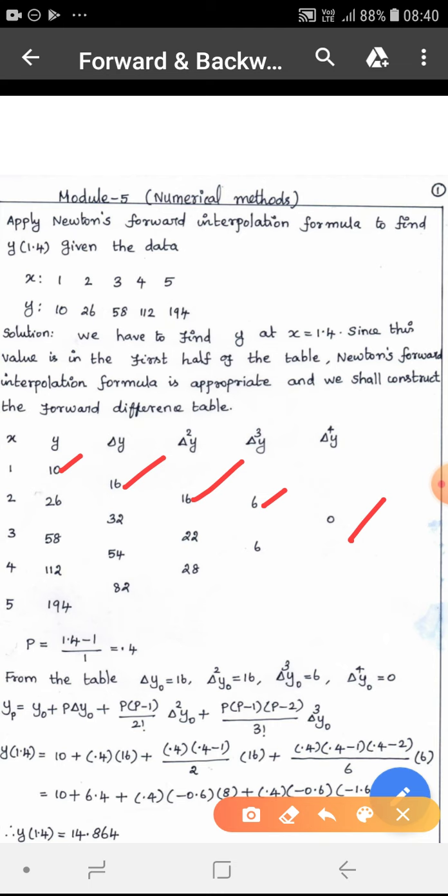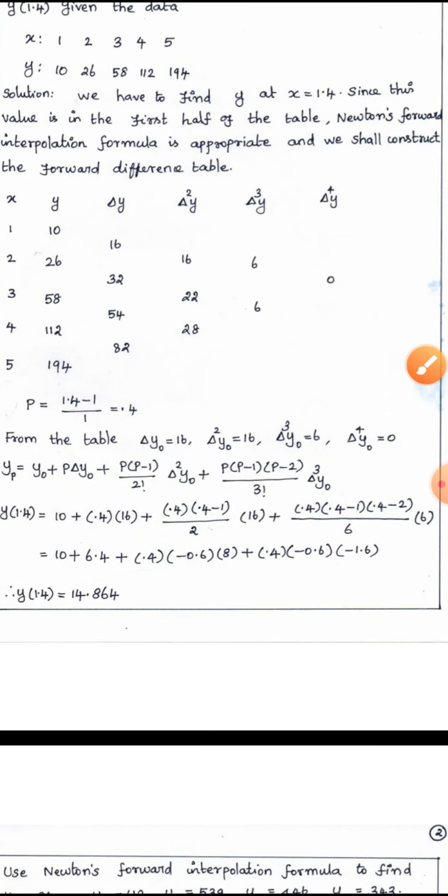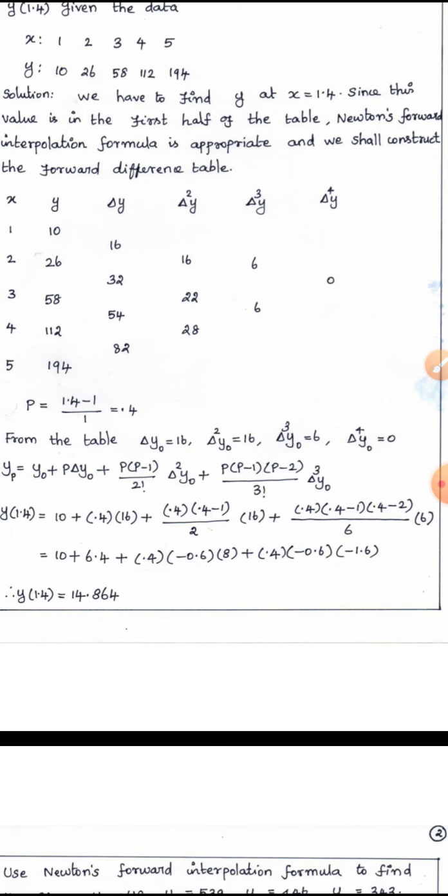So write the formula first. Y will be equal to y naught plus p into delta y naught plus p into p minus 1 by 2 factorial into delta square y naught plus p into p minus 1 into p minus 2 divided by 3 factorial into delta cube y naught. Here instead of p you can use r. It doesn't matter if we change the letter, whether it is p or r, the answer will not change.